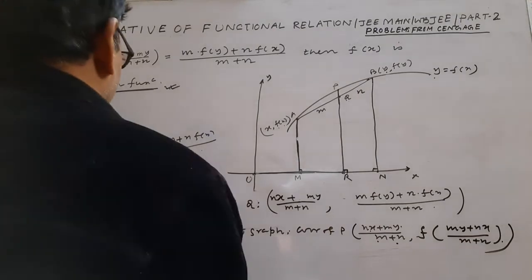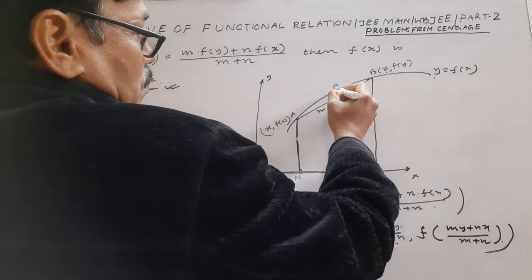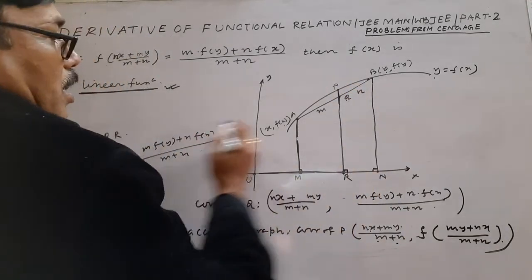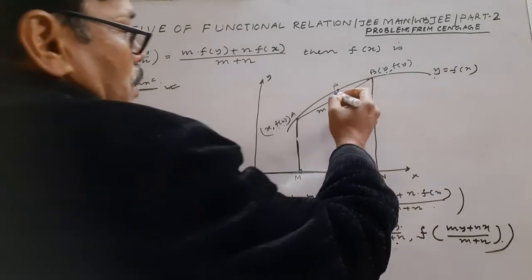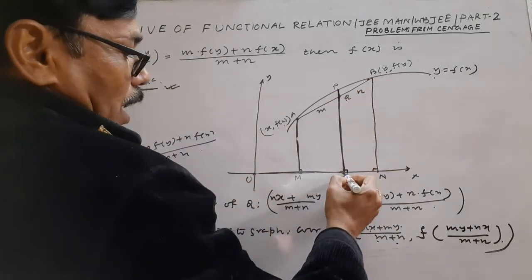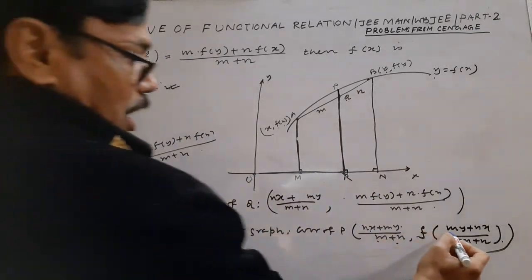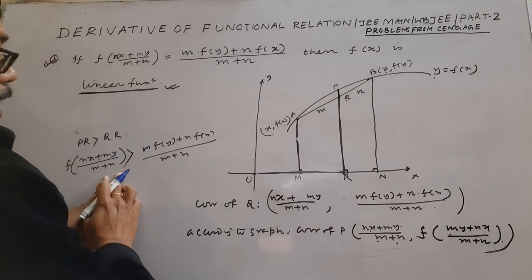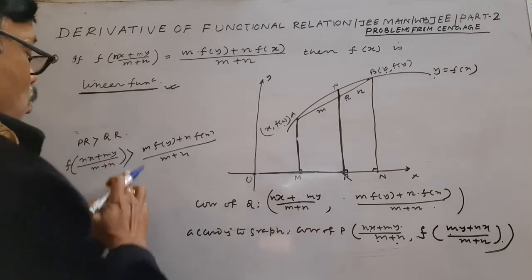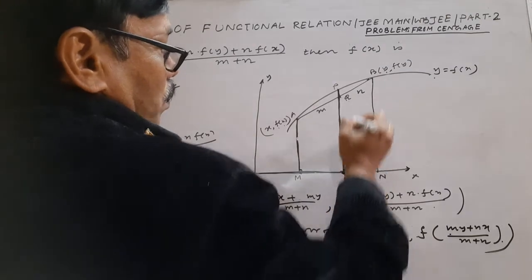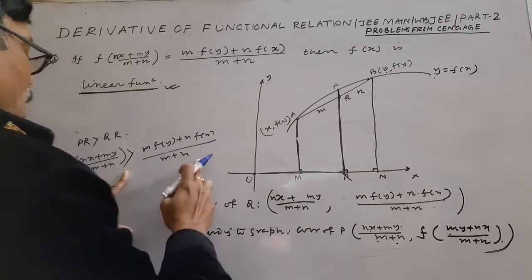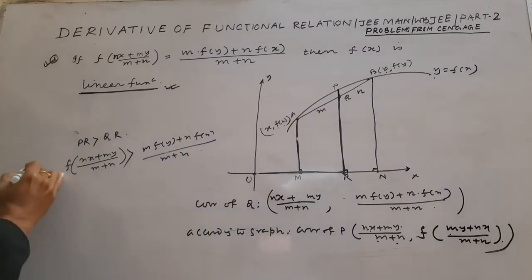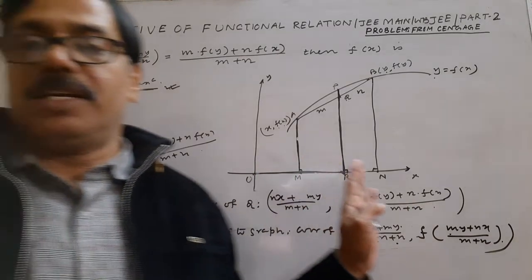Now from the graph, look, this is PR. PR is greater than QR. So what is PR? The y coordinate: f((my + nx)/(m + n)) is greater than QR. What is QR? QR is the y coordinate of Q. So this is (m f(y) + n f(x))/(m + n). So from the figure we are getting this relation.